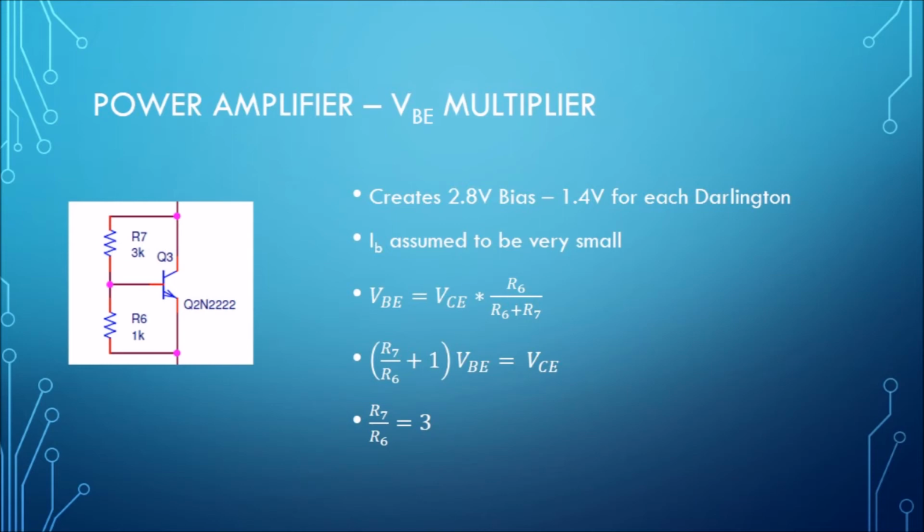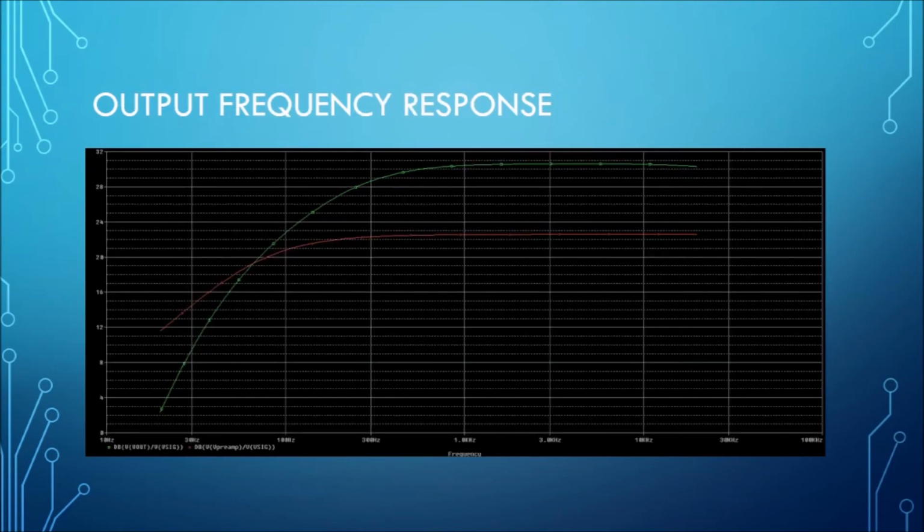Now, since this is in fact a BJT, we know that VBE is going to be 0.7 volts in normal active mode, which is what we wanted to work at. And therefore, R7 over R6 needs to have a ratio of 3, so that 3 plus 1, which is equal to 4, times VBE can equal the 2.8 volts that we need between the two Darlington bases. So that concludes the building stages of the schematic part.